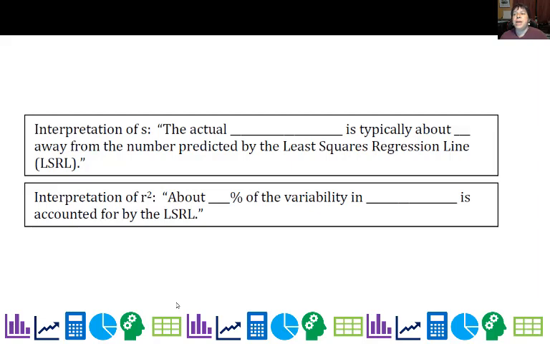So how do we interpret S? The actual y value is typically about S away from the number predicted by the least squares regression line. Kind of the way we interpret standard deviation, where we say that's the average distance from a mean to a data point. This is like standard deviation for the residuals. That's the average distance from the predicted y value to a data point. R squared, like we said before, means about R squared percent of the variability in whatever we're measuring is accounted for by the least squares regression line.